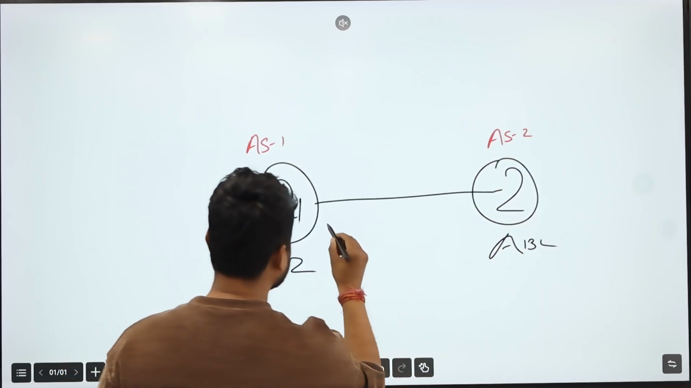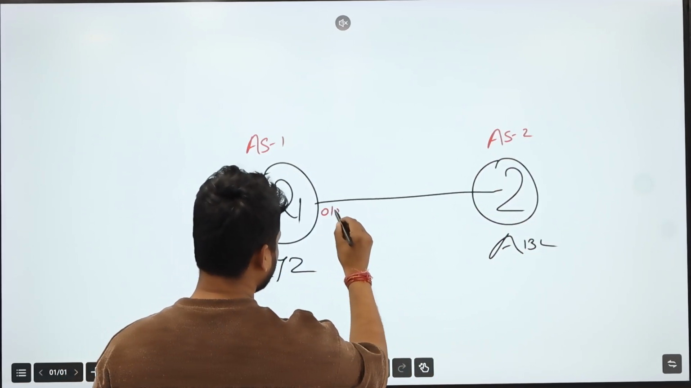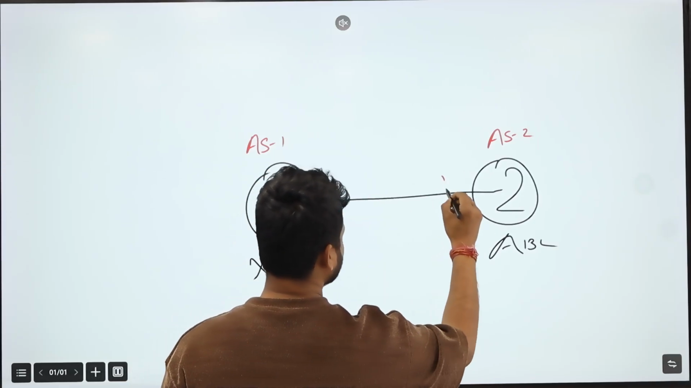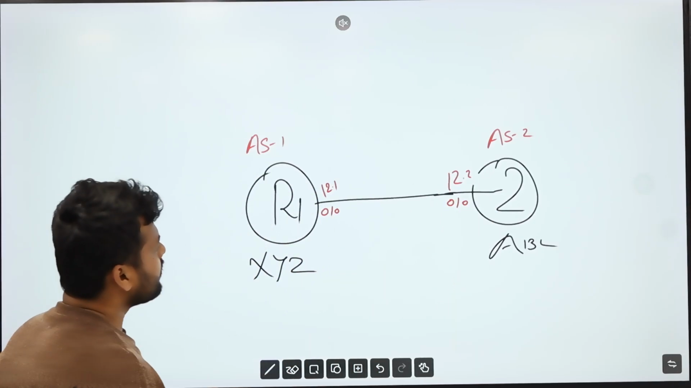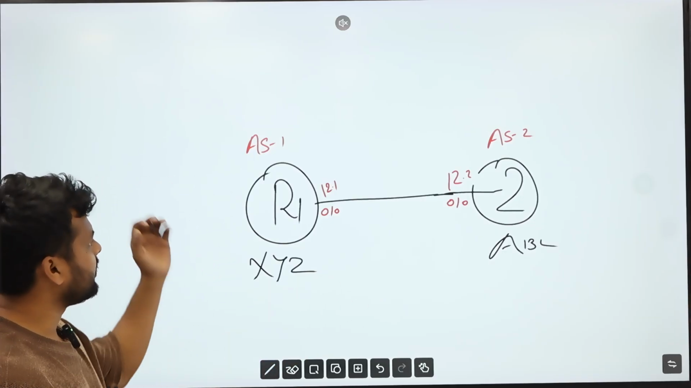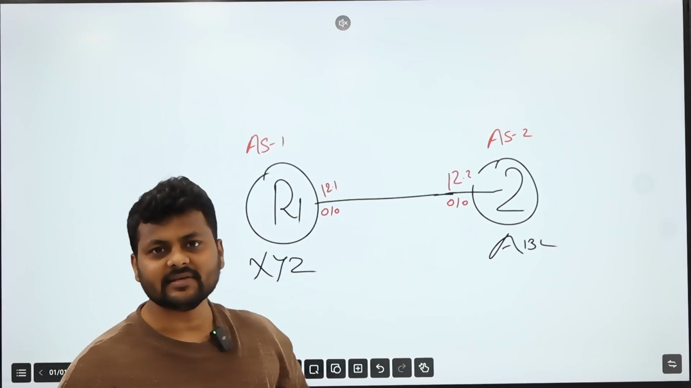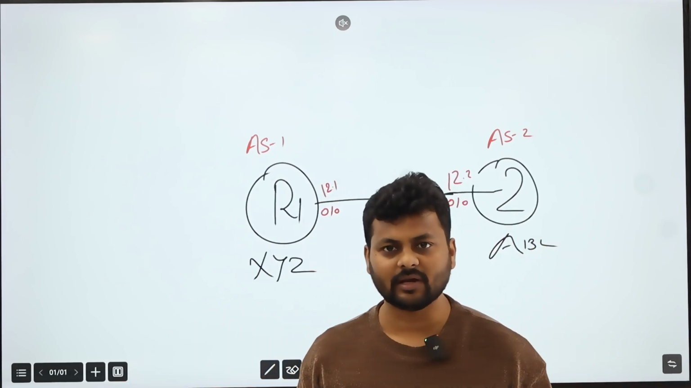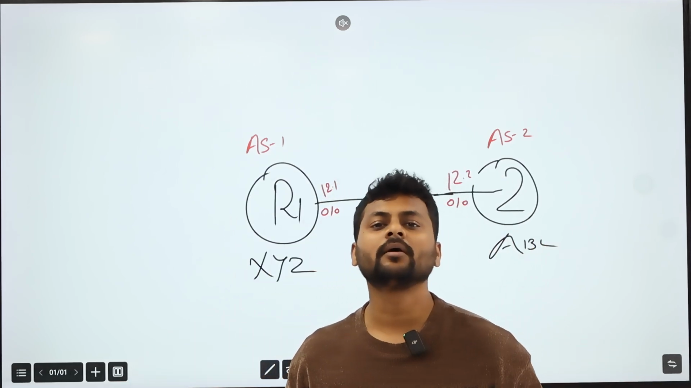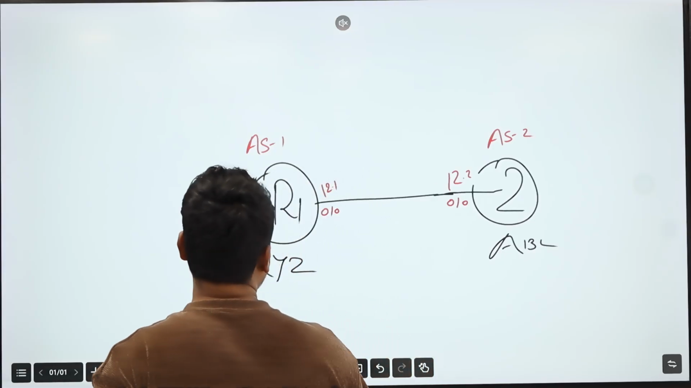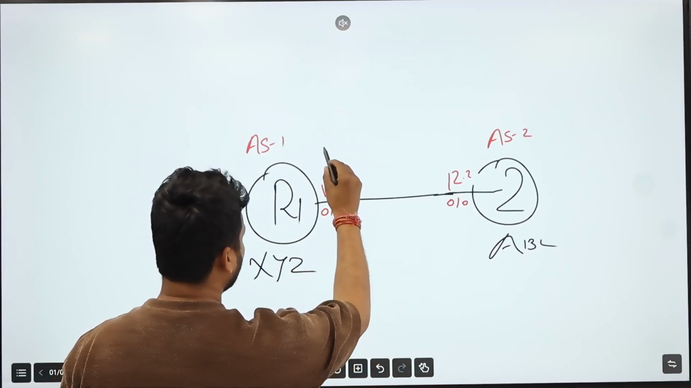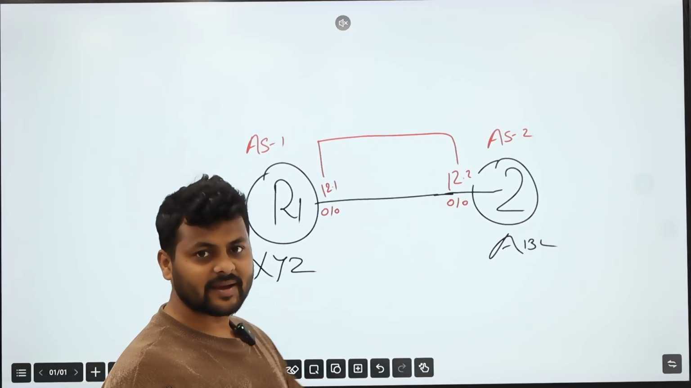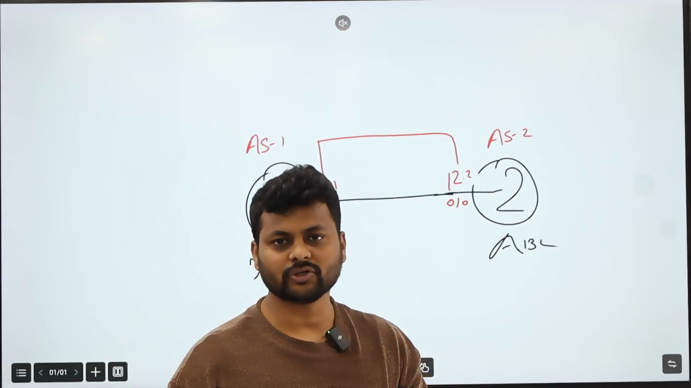I'm also going to consider the interface we have, a 0/0 interface on each. The IP addresses are 12.1 and 12.2. Now, if I form the neighborship between company XYZ and company ABC, this neighborship is called the eBGP neighborship. We can also call it external BGP. So I'm going to form the neighborship from router 1 to router 2: 12.1 forms the neighborship with 12.2. That's my eBGP direct neighborship.